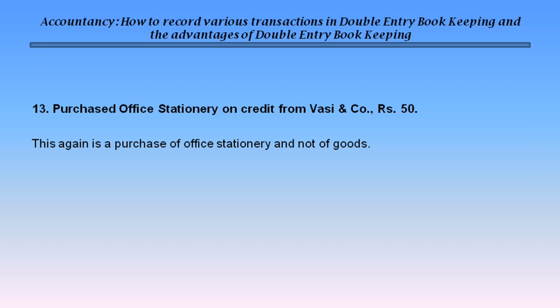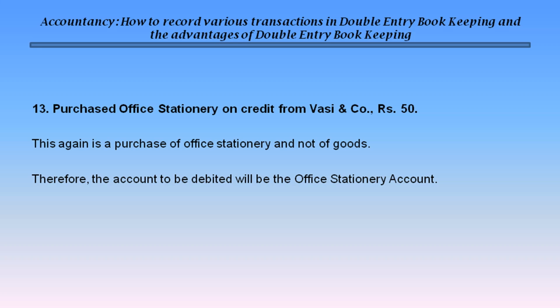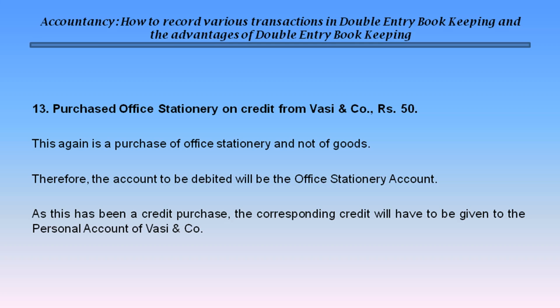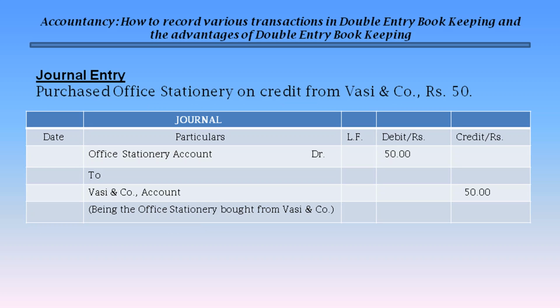Purchased office stationery on credit from Vasi and Company rupees 50. This again is a purchase of office stationery and not of goods. Therefore, the account to be debited will be the office stationery account. As this has been a credit purchase, the corresponding credit will have to be given to the personal account of Vasi and Company. Journal entry for purchased office stationery on credit from Vasi and Company rupees 50 is office stationery account debit 50 rupees to Vasi and Company account credit 50 rupees. The narration being the office stationery bought from Vasi and Company.